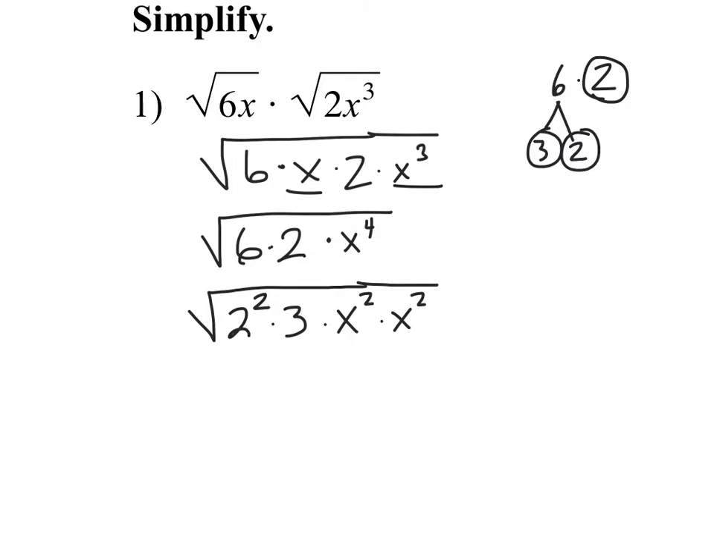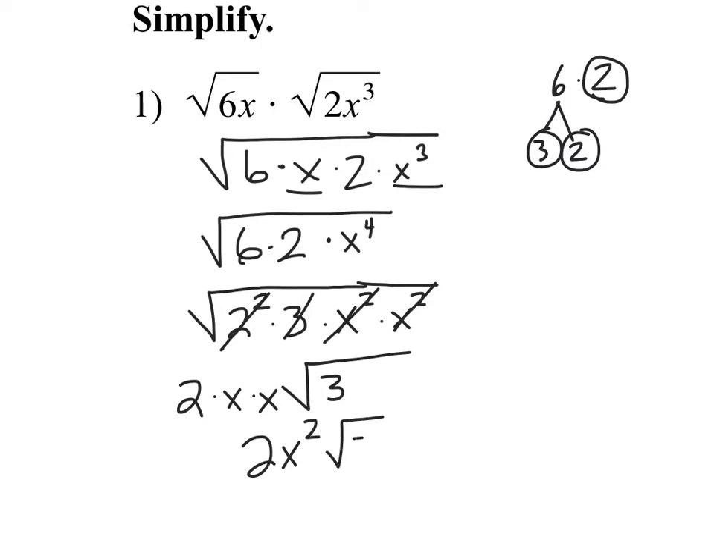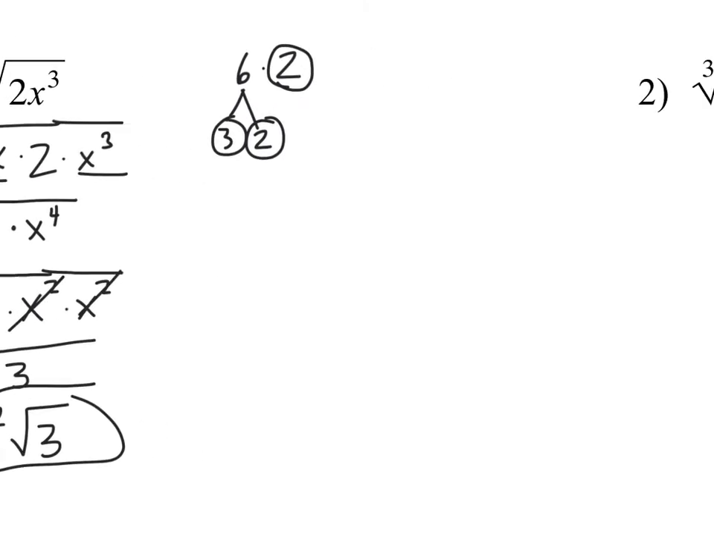The whole key is to get powers of 2 in this problem because we have an index of 2. So as I look at this, that 2 comes outside, since it's got a power of 2. The 3 stays inside, since it doesn't have a power of 2. The x squared goes outside, since it's got a power of 2, and the other x squared goes outside too. So now my final answer would be 2 times x squared times the square root of 3. It's very similar to what we were looking at with simplifying.